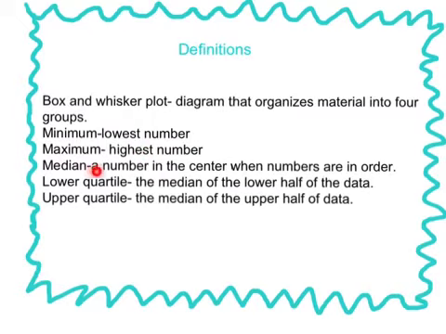Median is the number in the center when the numbers are in order. Lower quartile is the median of the lower half of the data. The opposite is the upper quartile, which is the median of the upper half.